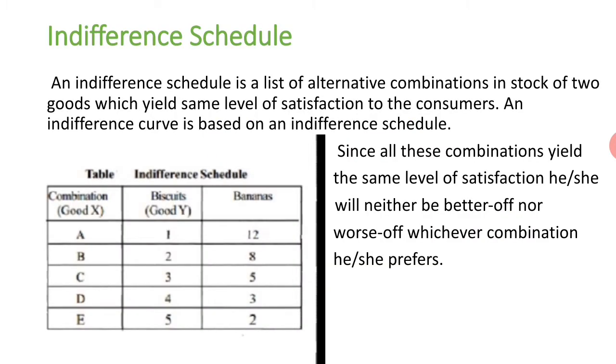So first let's discuss indifference schedule. An indifference schedule is a list of alternative combinations in stock of two goods which yield equal satisfaction to the consumer. An indifference curve is based on an indifference schedule. While preparing an indifference schedule, one can choose numerous combinations of commodities which yield the same level of satisfaction to the consumer. For simplicity and numerical convenience, we may consider groups of only two commodities for our hypothetical consumer.